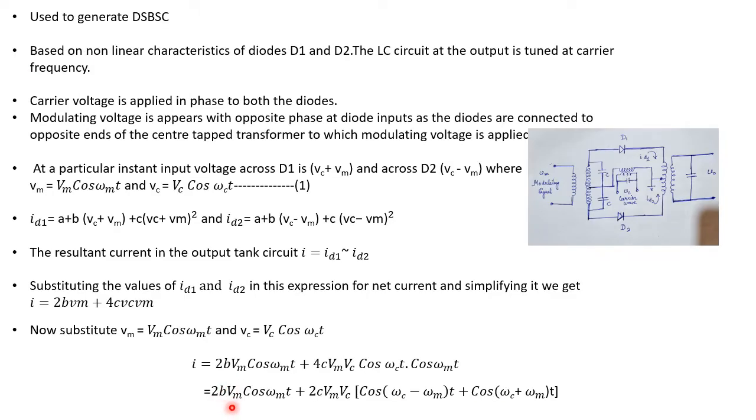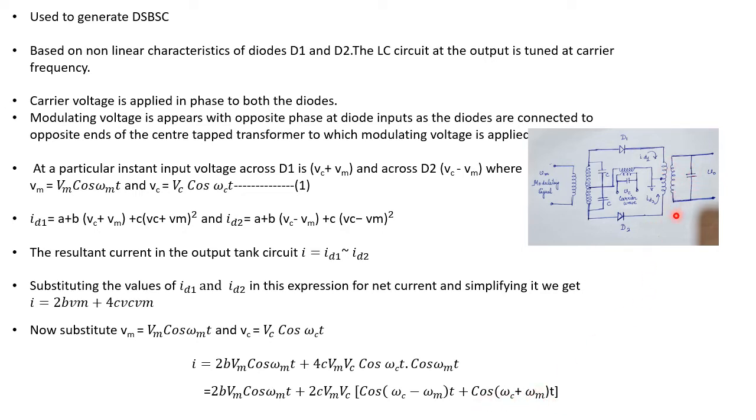Now if we analyze the current flowing through the circuit, the first term is Vm cos omega mt. This is the modulating signal. Omega c minus omega mt, this term is the lower sideband, and omega c plus omega mt, this is the upper sideband.